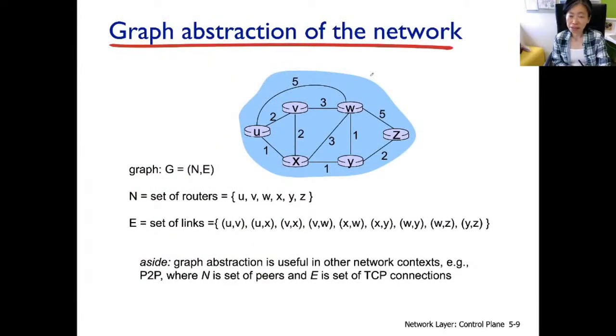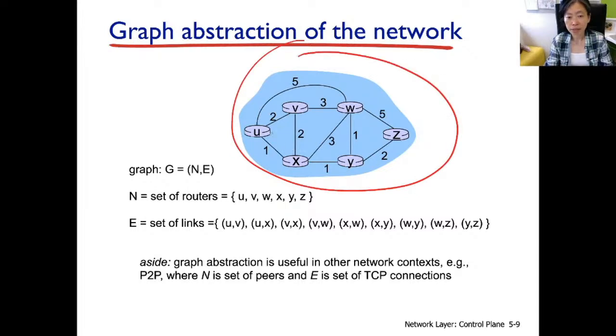In the next couple of slides, Polly is going to introduce a new term called graph. A network of routers interconnected by links is a graph. So let's focus on the network in the middle here. What you see is that we have router U, router V, W, X, Y, Z. So we have a set of routers, and there are 6 of them.